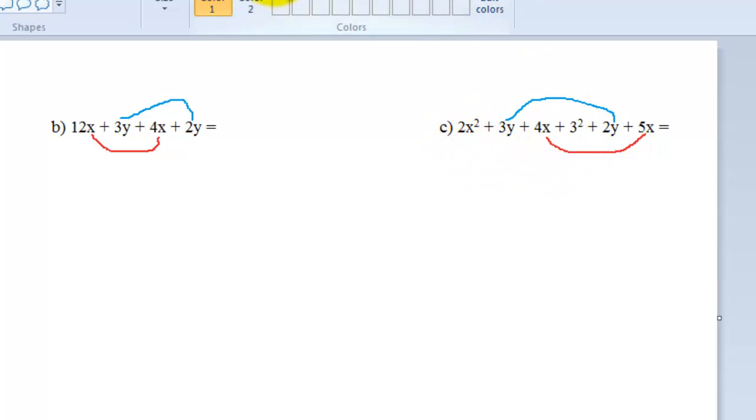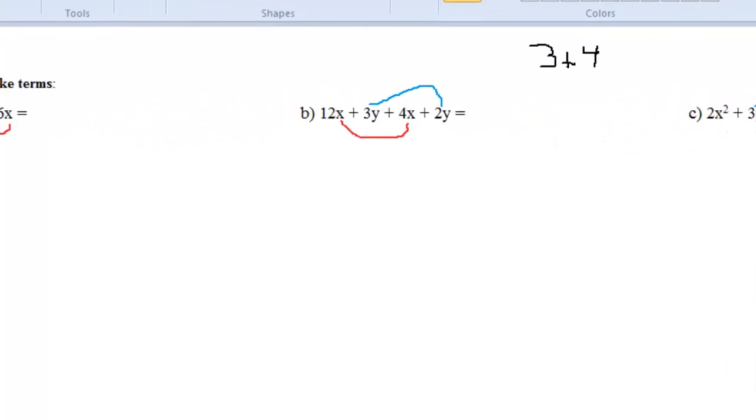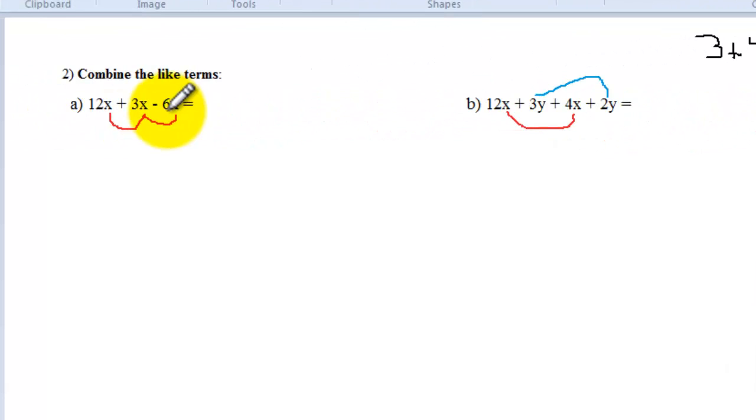Another example of like terms would be just numbers. If you have 3 plus 4, you can of course combine that. And that just goes back to math we've known for a long time. Anytime you have numbers, you can always combine those. So we're going to go back to the first steps over here. And how this works is distributive property. It's based on distributive property.